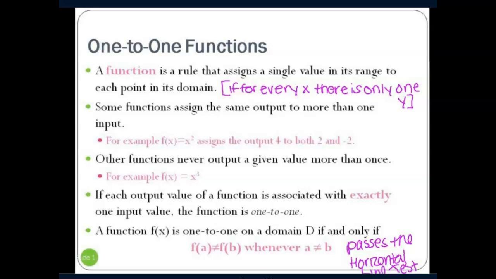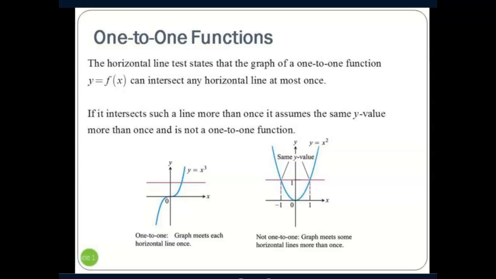A function passes the vertical line test. A one-to-one function passes the horizontal line test. So graphically, a one-to-one function passes the horizontal line test, which states that the graph of a one-to-one function can intersect any horizontal line at most once. If it intersects such a line more than once, then the same y value is repeated and it is not one-to-one. So again, x squared is not one-to-one. X cubed is one-to-one.